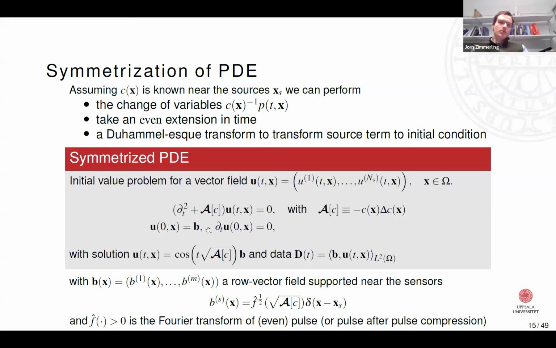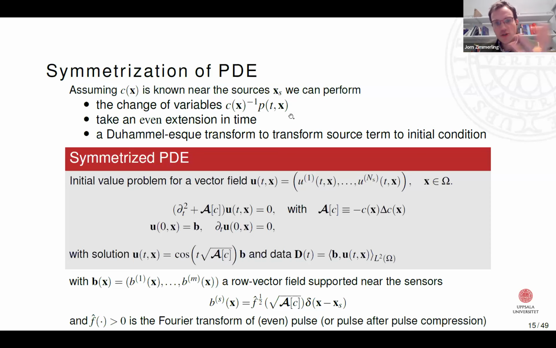So the first thing I will do is symmetrize my partial differential equation. And the reason for doing it is that the algebra becomes much more tractable and followable in that case. So assume that you know your wave speed c close to your sources, x sub s. Then we do three things to arrive at the symmetrized partial differential equation.